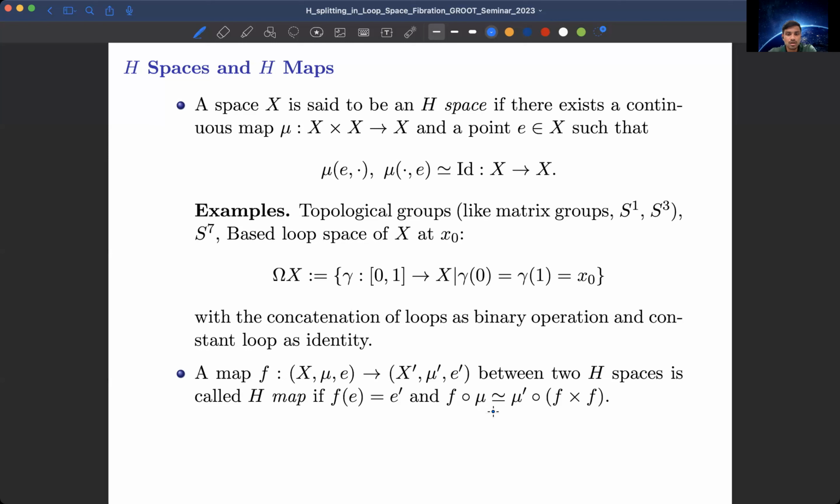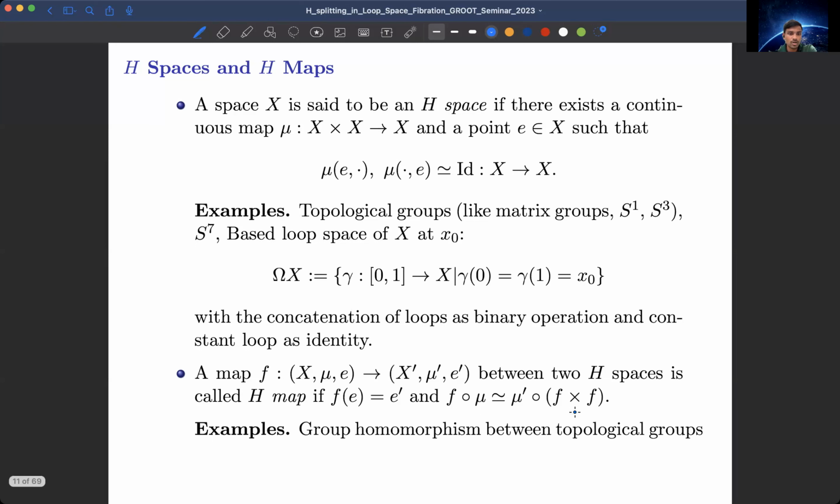So as maps from X cross X to X prime, first you take the multiplication in X and then go through f to X prime, or you can take f cross f to go to X prime cross X prime, and there you apply the multiplication of X prime. Those two maps from X cross X to X prime are homotopic. If these two conditions are satisfied, then we call the map between two spaces an H map. Again, a typical example of an H map: if I consider my H spaces as topological groups, then group homomorphisms definitely satisfy these two conditions, and they are H maps in this case.